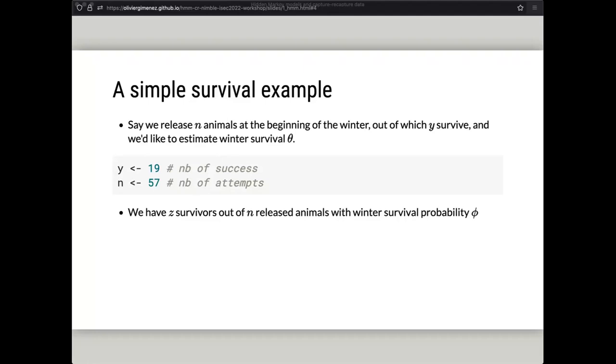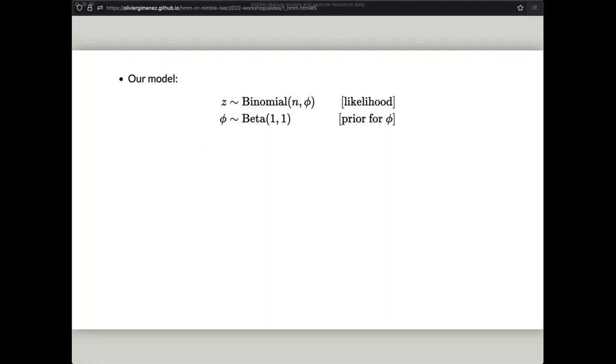Okay. Starts well. And they survive with probability phi. So the model is a very standard model. We just have the number of survivors is a binomial distribution with n attempts, the n individuals we released at the beginning of the winter, and the probability of success of survival is phi. Okay. And we're going to use a prior for phi. This is a probability between 0 and 1. So we're going to use a beta distribution with parameters 1, 1, which is also a uniform distribution between 0 and 1.